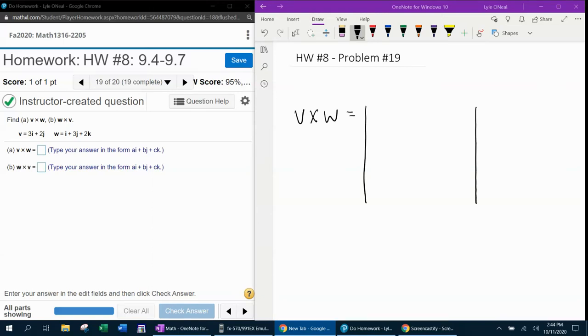All right, here we go. Question number 19 from our 13-16 homework number 8 in MyLab Math. They want us to find the cross product V cross W and W cross V.